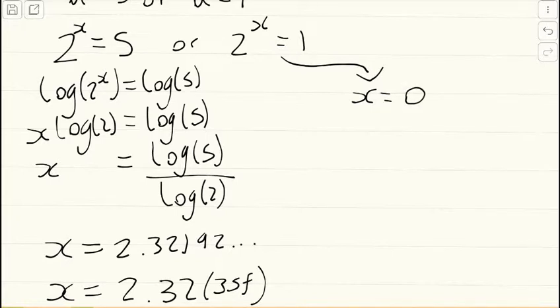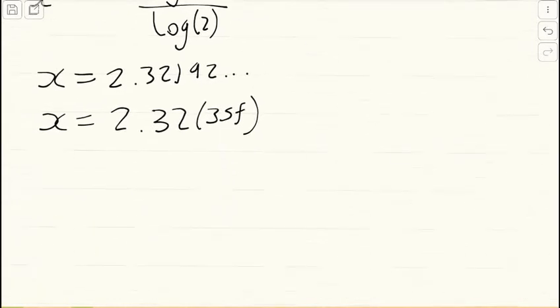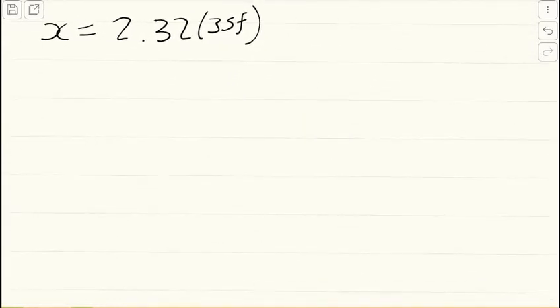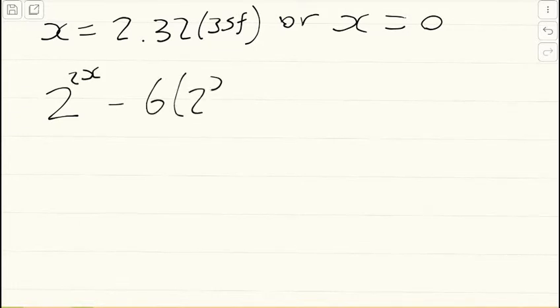Again, we have a situation where we've got two different answers. Be very, very careful. Let's just check that both of those can work. So let me just write the original equation again. So let me just put x equals 0 as a solution. And the original question was 2 to the power of 2x minus 6 lots of 2 to the power of x plus 5 equals 0. So, yep, that's fine.